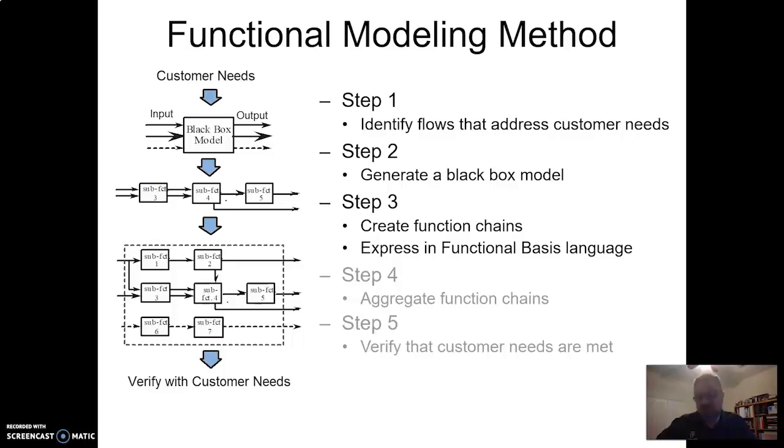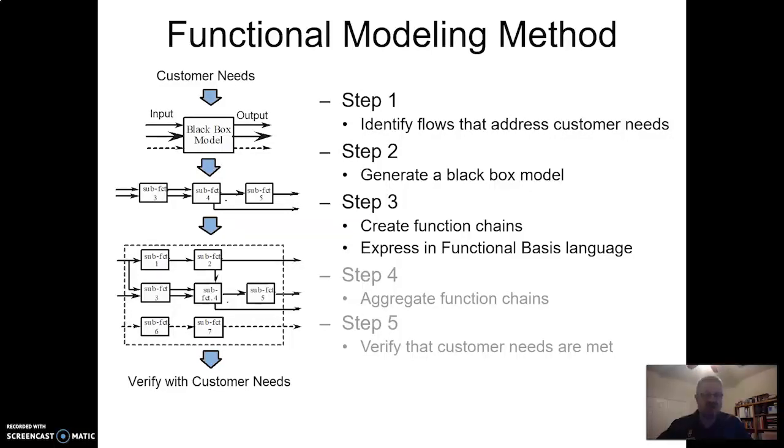Step 2 is generating the black box model. A black box means we're viewing the system from the outside. Whatever's in it is a black box. I can't see inside, but I can see outside. And when I'm looking at it from the outside, all I see is what's going in and what's coming out on the other end. I don't know what's happening inside, but somehow the things that are going in are getting transformed into the things that are coming out on the other side.